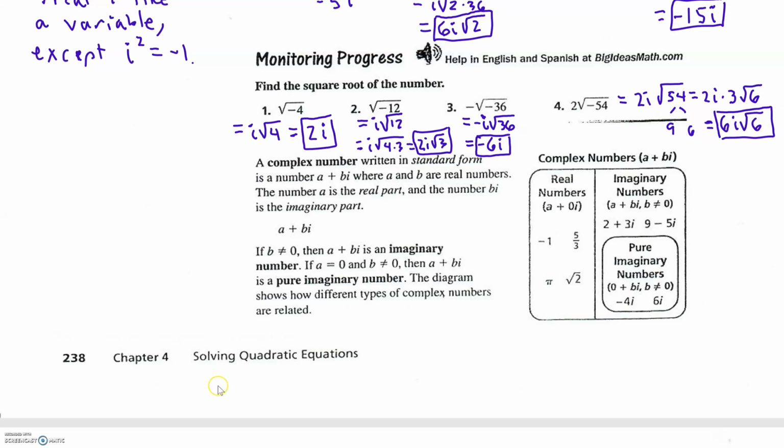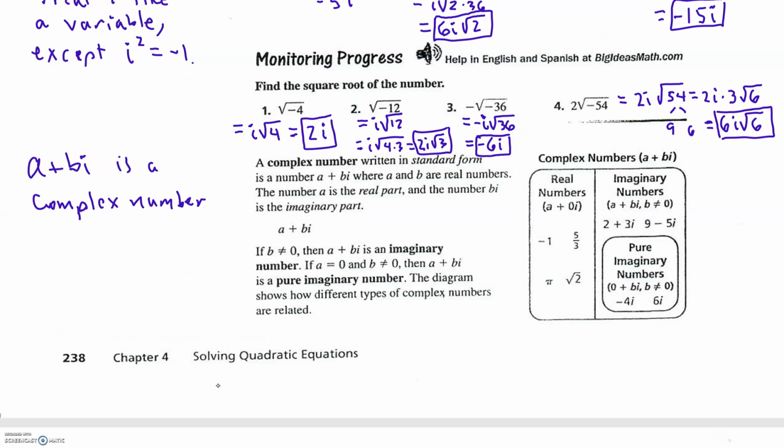Okay, let's talk about the set of complex numbers. So the set of complex numbers includes all of the real numbers, and then it includes all numbers of the form a plus bi, where i is the square root of negative 1. Let me write that a little better. So a complex number is a number of the form a plus bi. So a plus bi is a complex number.